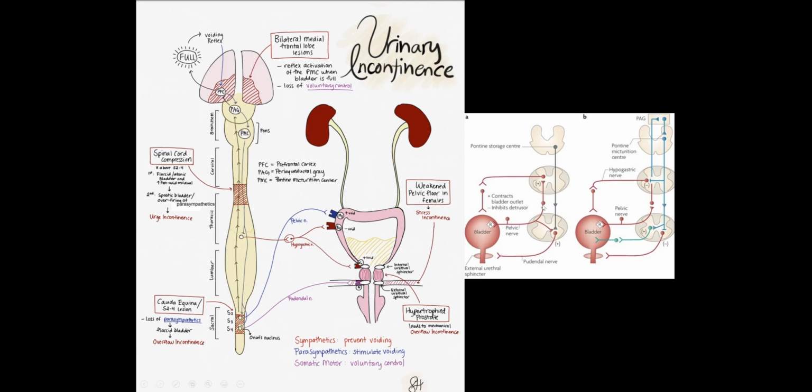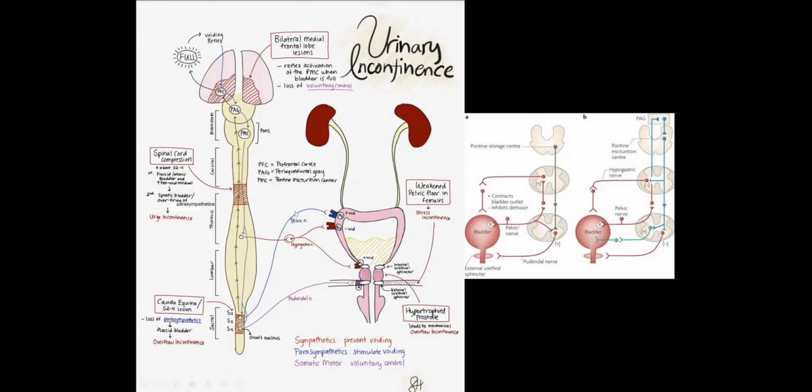And what I couldn't really show you on the other diagram is that with this filling, you don't want to just be voiding all the time, right? And so as the bladder fills, the pelvic nerve actually stimulates these thoracic sympathetic neurons to then contract the external urethral sphincter and inhibit the detrusor. So here it is shown here.